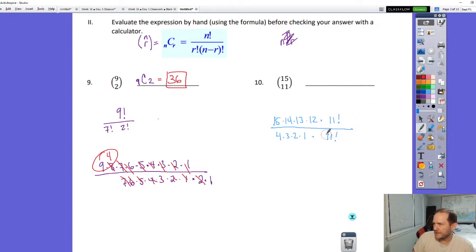So we can now quickly kill the 11, 10, 9, 8, 7, 6, 5, 4, 3, 2, 1. All of those factors cancel. Then I'm coming for the 4 times 3, which makes a 12. Those cancel. Then the 2 can cancel with the 14, leaving a 7. So I can see that my final answer is going to be just 15 times 7 times 13. And if push came to shove, I could do that by hand, right?